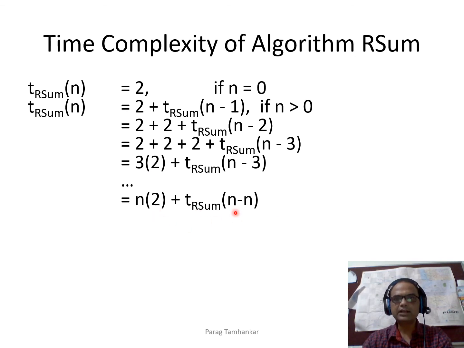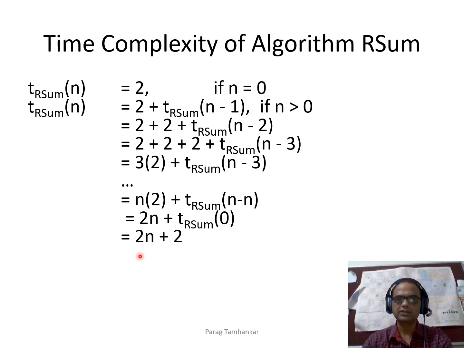Now what is t r sum n minus n? n minus n is 0, right? So I can always write n into 2 as 2n plus t r sum 0. n minus n is 0. And what is the value of t r sum when the input is 0? When the input is 0, the output is 2, as you can see over here. So this value is substituted over here, and what you get is 2n plus 2.